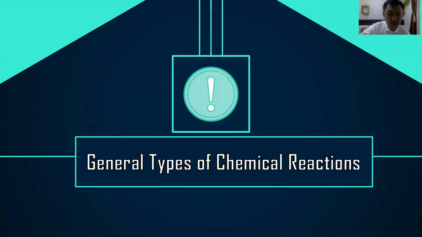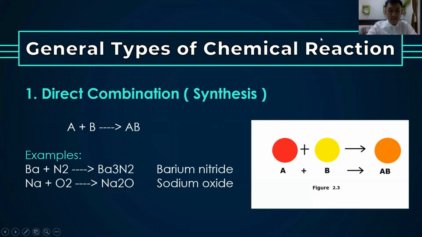Now, on to the third topic of our video lecture, which is general types of chemical reactions. Now, there are four general types of chemical reaction, and each general type of chemical reaction has its own subcategories called specific types of chemical reaction. First, I'll be explaining the general types of chemical reaction and giving examples as well.